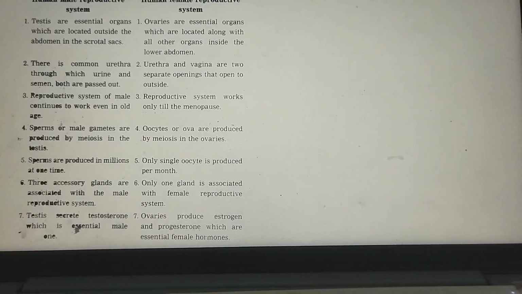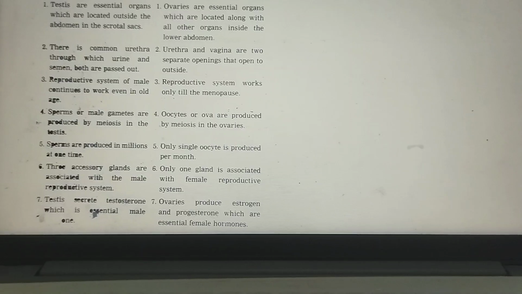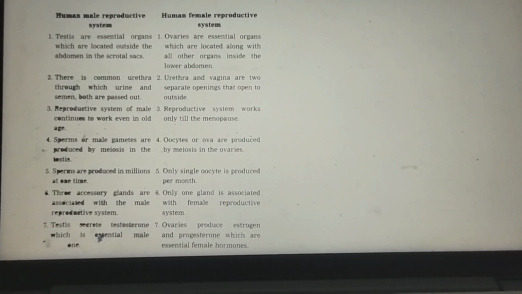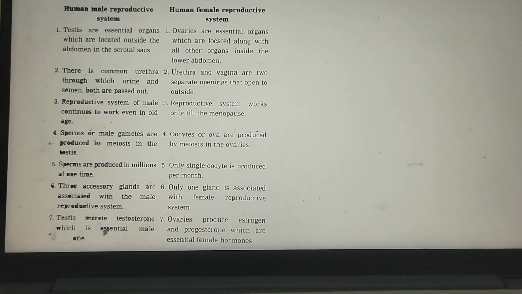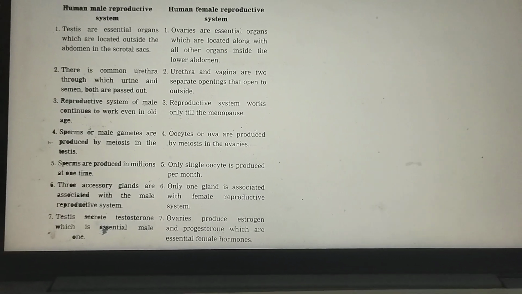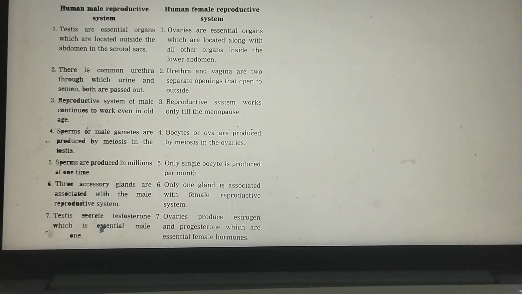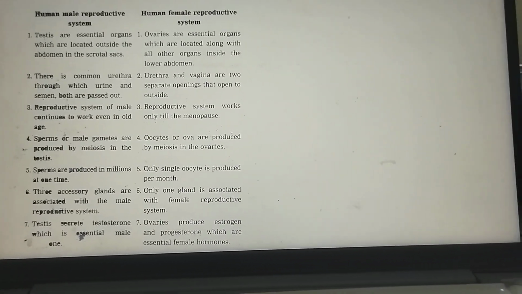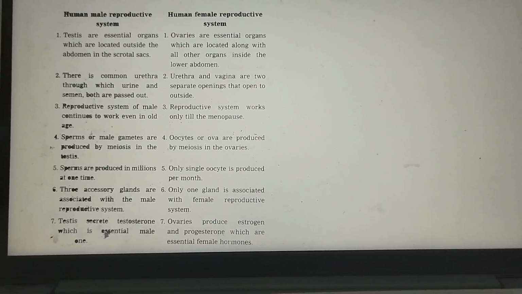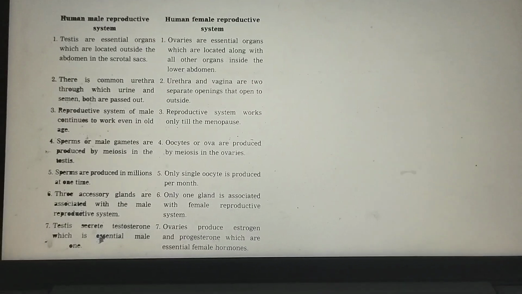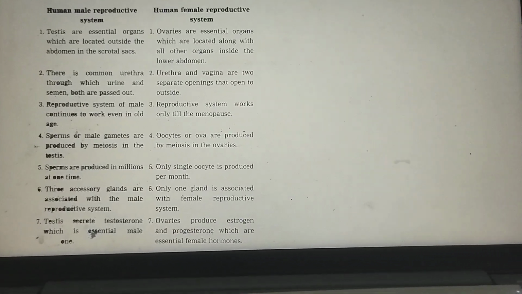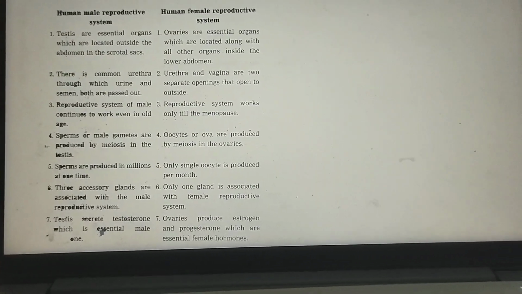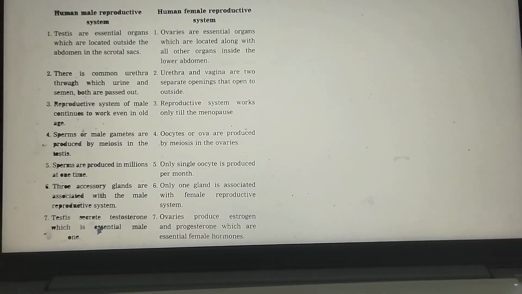In males there is a common urethra through which both urine and semen pass. But in females, the urethra and vagina are two separate openings to the outside. The reproductive system of males continues to work even in old age, but in females it works only up to menopause. Sperm, the male gametes, are produced by meiosis in the testes. Oocytes or ova are produced by meiosis in the ovaries. In the male it is in the testes, and in the female it is in the ovaries.